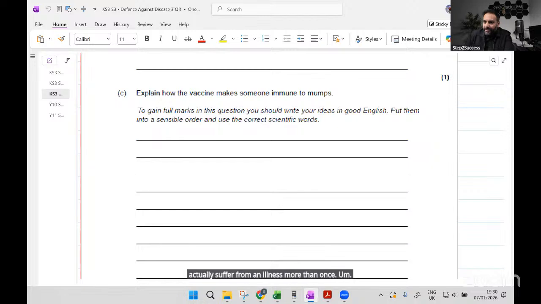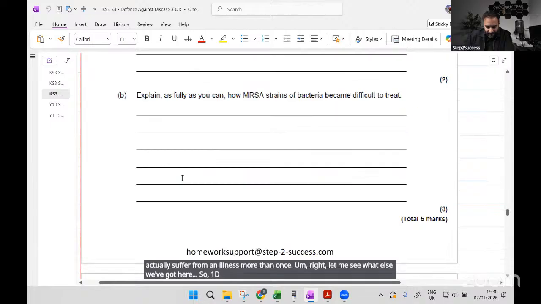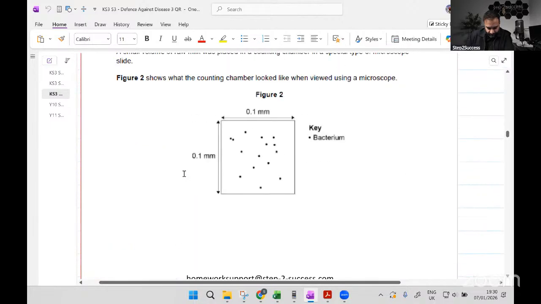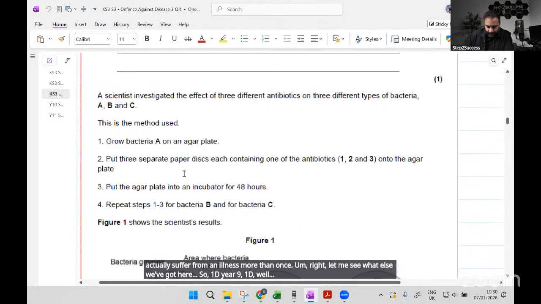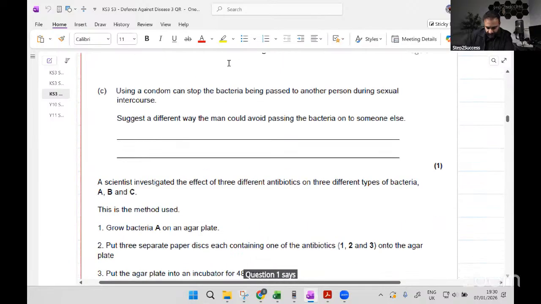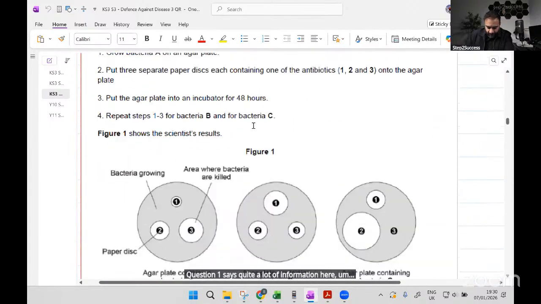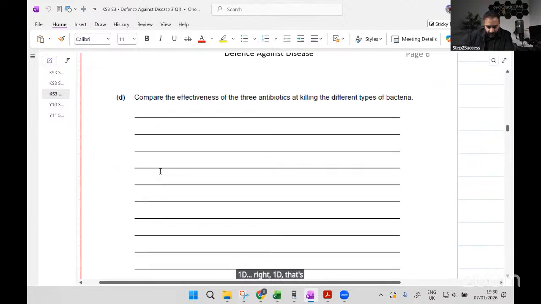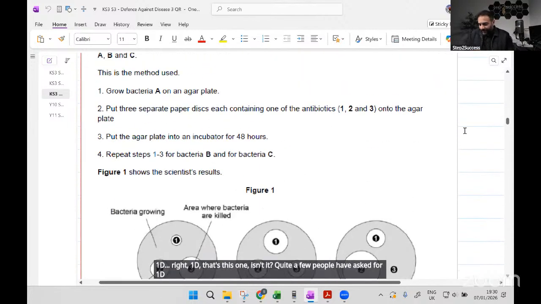Right, let me see what else we've got here. So 1D, year 9, 1D, where are we? Okay, right, this one's a little bit harder, fair enough. Question one says quite a lot of information here. 1D. Right, 1D. That's this one, isn't it? Quite a few people have asked for 1D. Okay, presumably because it's long.